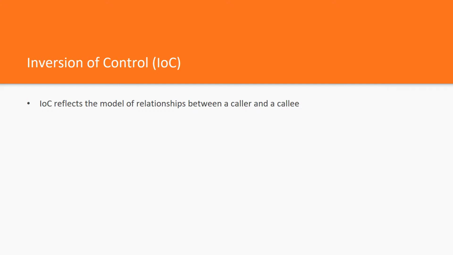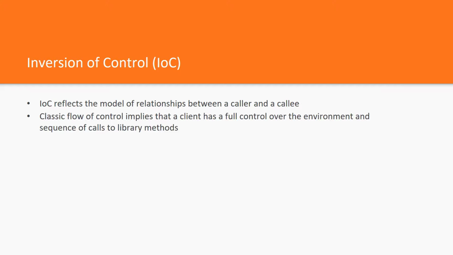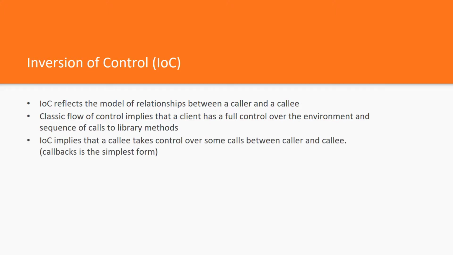Inversion of control is a very general term which reflects the model of relationships between a caller and a callee. A classic flow of control implies that a client has full control over the environment and sequence of calls to library methods. Inversion of control implies that a callee, and we can imply any library methods when we say callee, takes control over some calls between the caller and the callee. The simplest form of inversion of control is callbacks. The main idea of a callback is to provide a way for a callee to call a caller back.